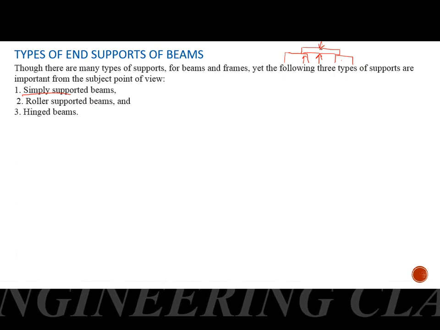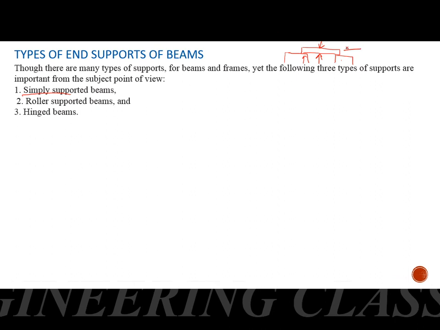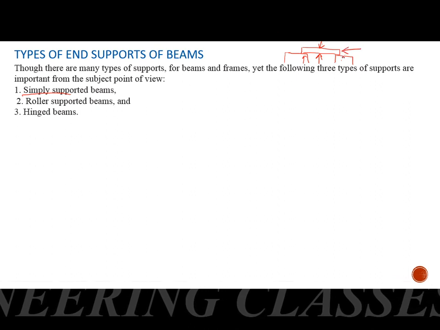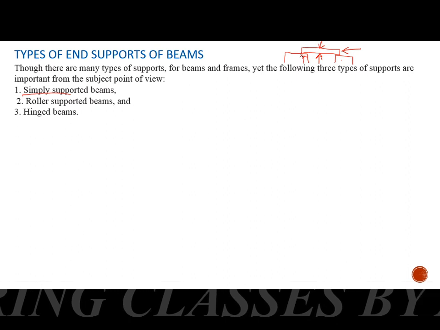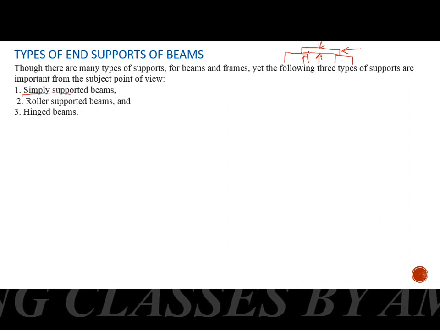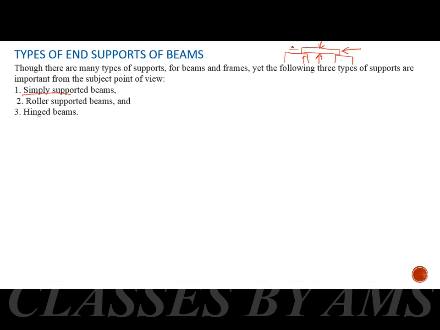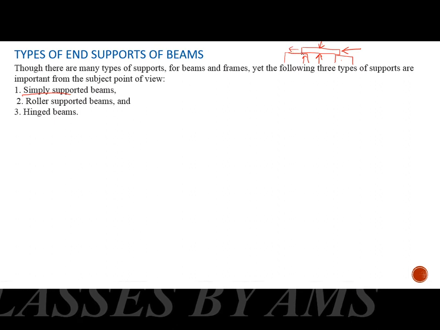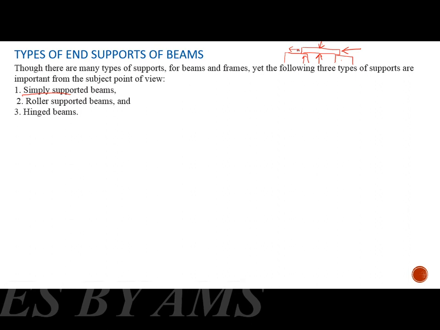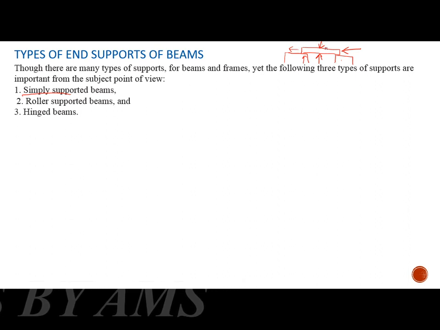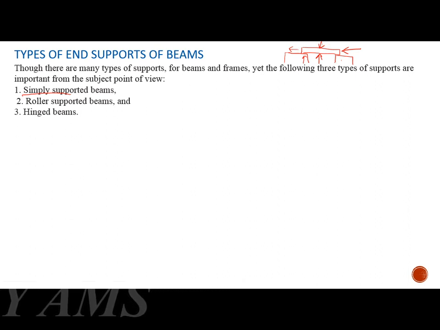Suppose I am pushing this beam towards the left. What will happen? Anything that will restrict it? Only friction will restrict. And if we neglect the friction, the beam will move in this direction. So there won't be any reaction. The beam will move in the direction of the force applied. So in a simply supported beam, the beam will experience only a vertically upward reaction.